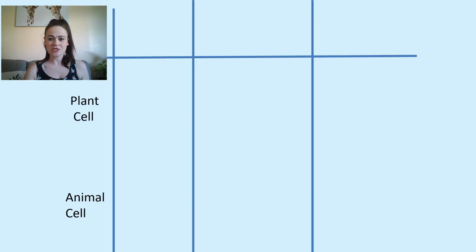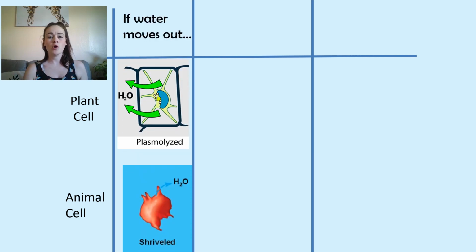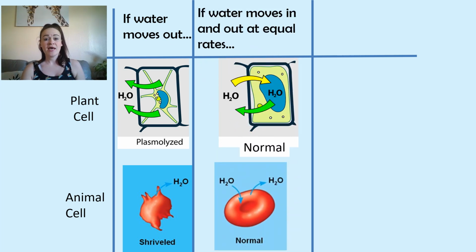So this is going to be a little summary comparing our plant and animal cells. Now, if the water is moving out, so if the cell is in a salty solution, somewhere with low water concentration compared to the inside of the cell, your plant cell becomes plasmolysed and your animal cell becomes shriveled or it shrinks. If we've got a situation where water is moving in and out of the cell at equal rates, no change. Both cells are normal.